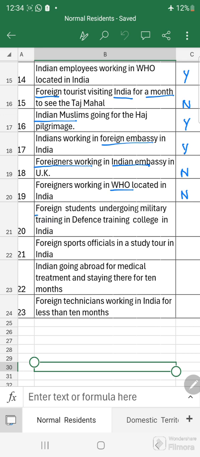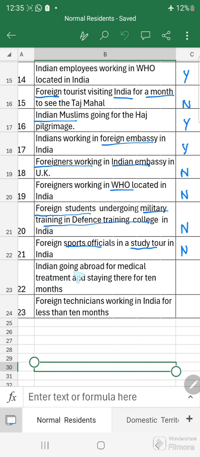The next one is foreign students undergoing military training in defense training colleges. So this is part of our first exception and they are just coming here for a short period of time. So they will not be considered as normal residents of India. Foreign sports official. This was also the category of first exception which we did, going on a study tour where we spoke about conference or any other thing like holidays, recreation. So they will not be a part of normal residents of the country because they are foreigners.